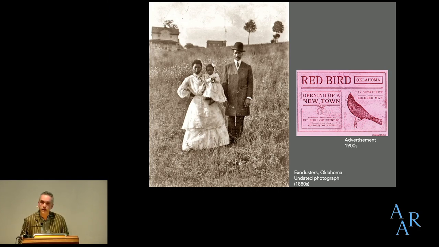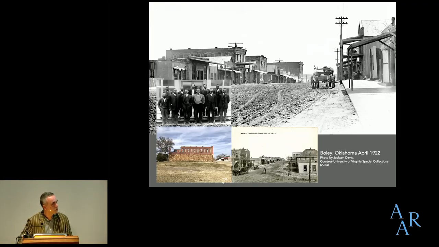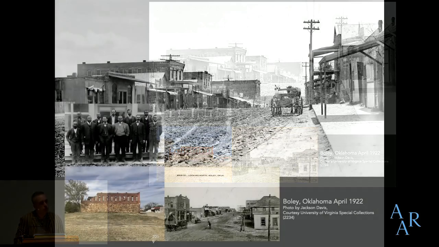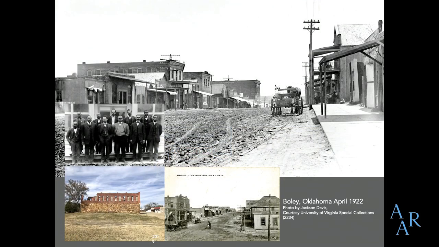The Exodusters then, for me, became the impetus for thinking about who do we build for and why. Boley, Oklahoma, at its height in 1922, had over 100,000 individuals of color, Native Americans predominantly, and Black Americans. They created businesses, they created infrastructure, they created an architecture, and they created a city that for them became what would be known eventually as an all-Black town.